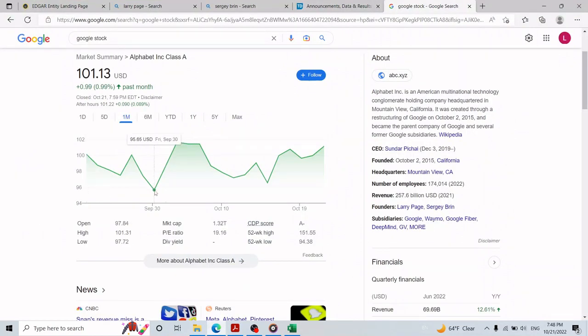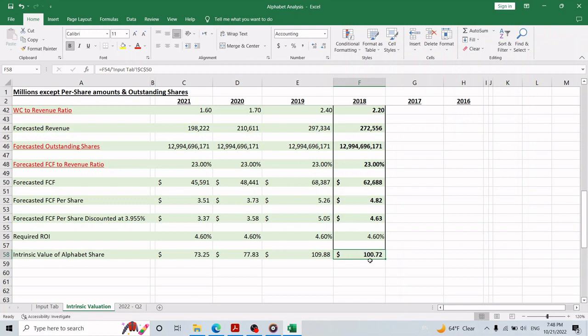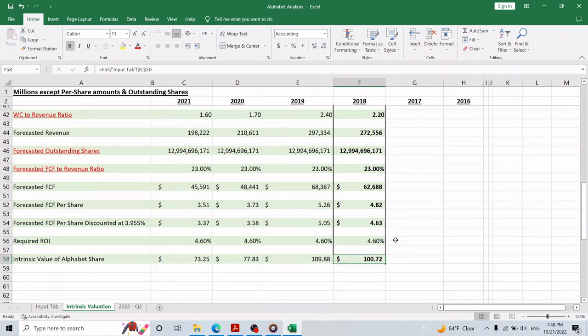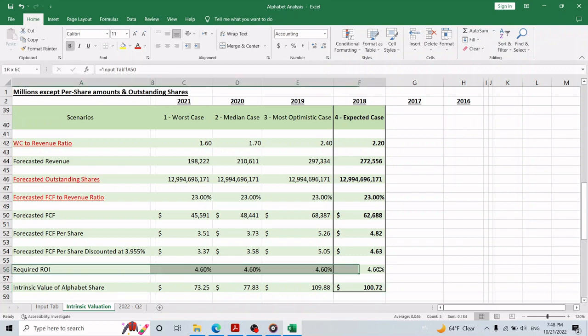Looking at the Google stock price chart for the past month, it seems that it's ranging from $95.65 to $101.64. So in a sense, it's not very far from our analysis. And I believe the market is requiring 4.67% or 4.7% return on investment, because if we change that to 4.6%, we will have $100.72 for each Google share in the expected case. So one of the things that you need to decide is what is your required return on investment, because it plays a huge role in the intrinsic analysis.